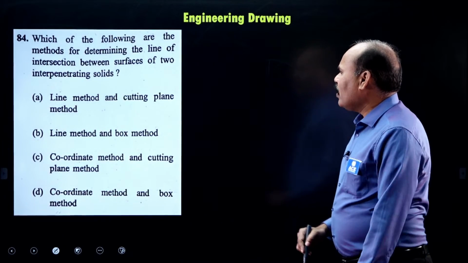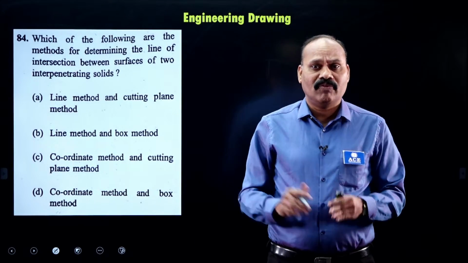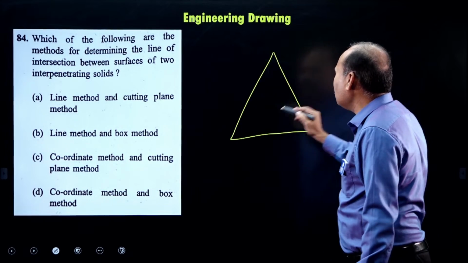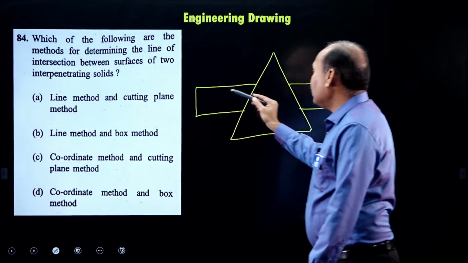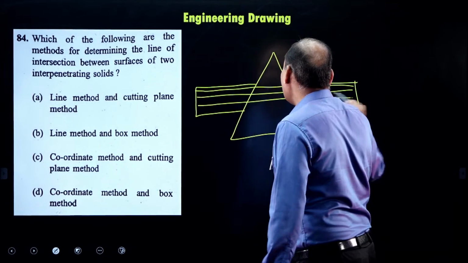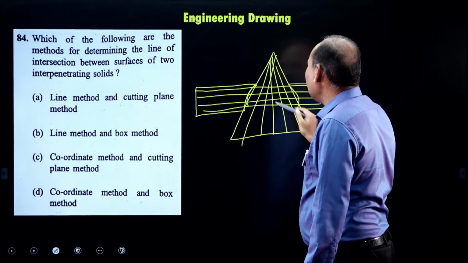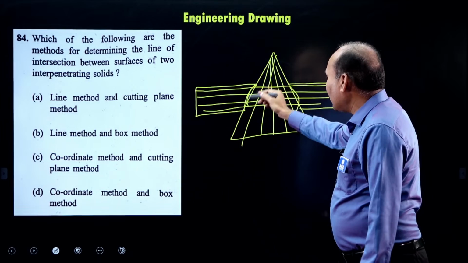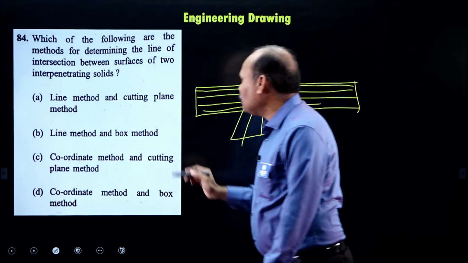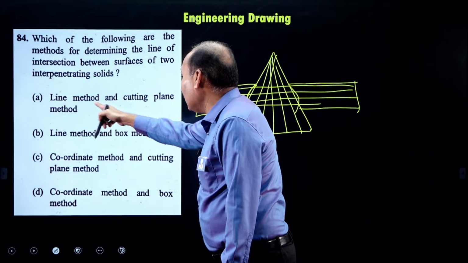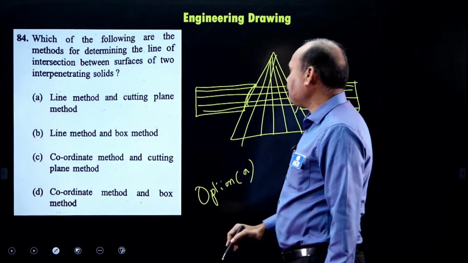Next question, which of the following are the methods of determining the line of intersection of 2 solids? So when we have 2 solids, which method are we going to use for identifying the intersection surface? There are 2 methods. Lines method, we can draw the lines, or planes method. So these intersection points, you will get a curve. This is actually the intersection surface. By connecting all these points, we will get a surface, or maybe a curve. So either you can use lines or planes. Which method is generally used? Line method or cutting plane method. Option A, line method or plane method.